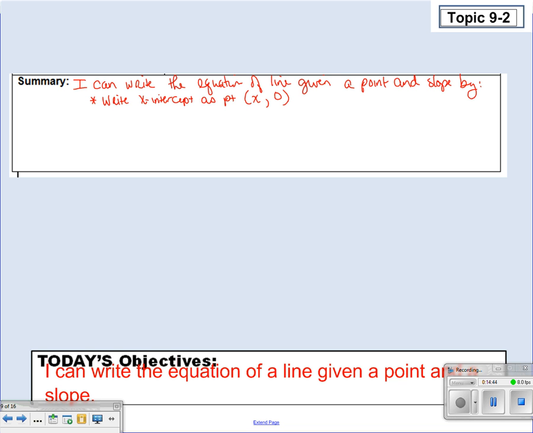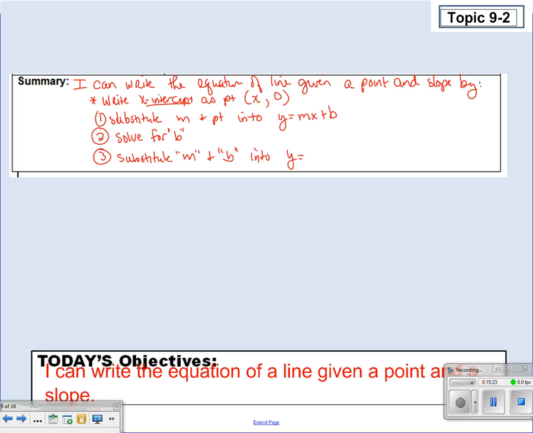So once we have the x-intercept as a point, we'll do the same 3 steps. We're going to substitute the m and your point into y equals mx plus b. Our point now is coming from the x-intercept. Second step, we solve for b. And then the last step, we substitute our m and our b into y equals mx plus b.